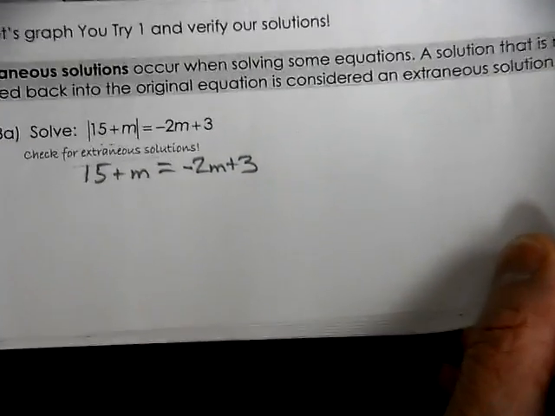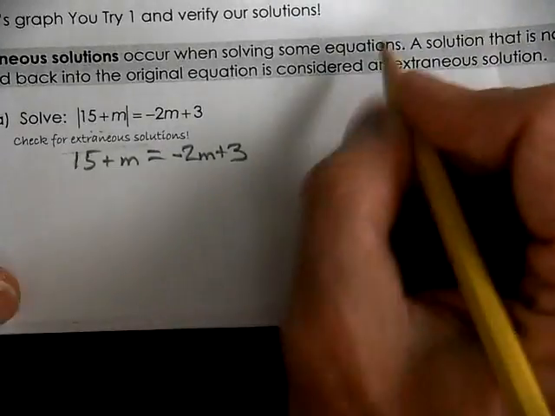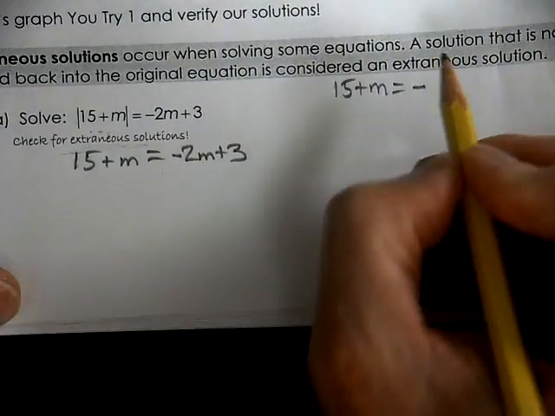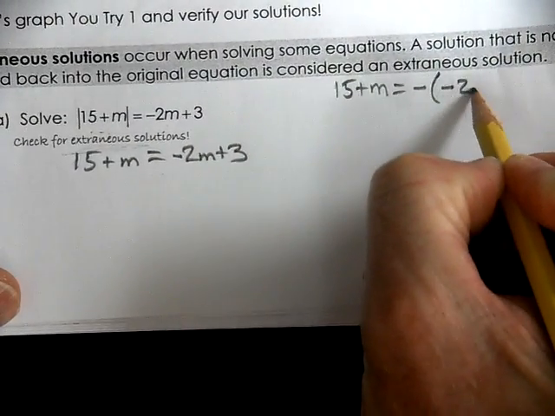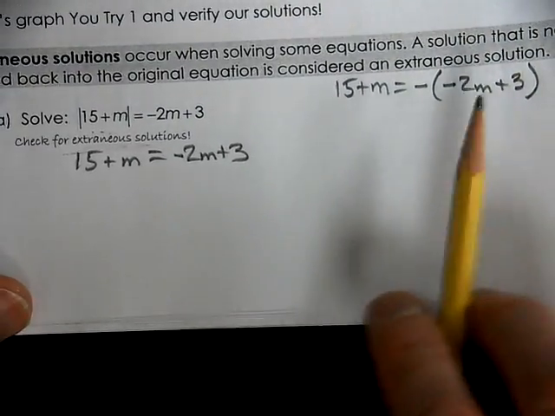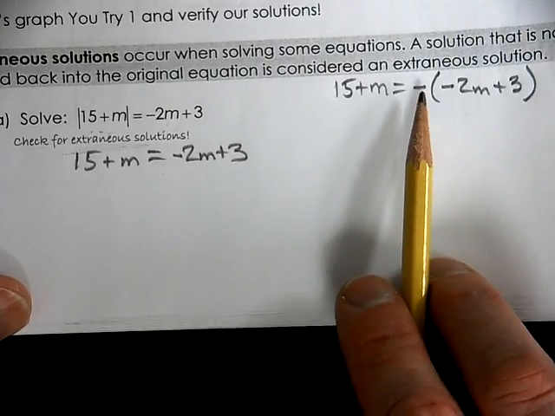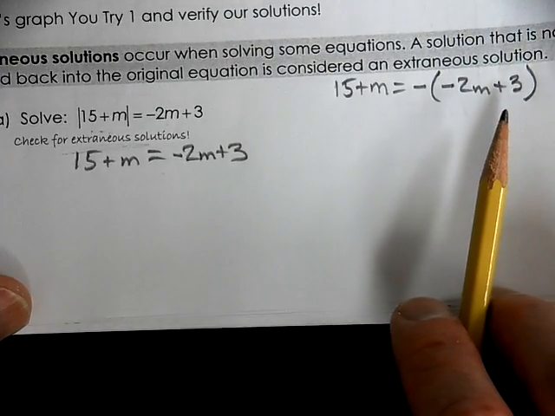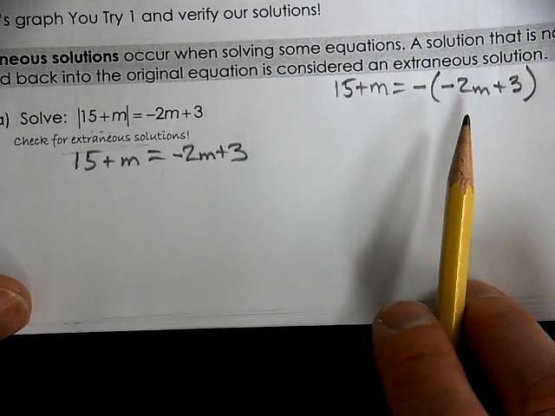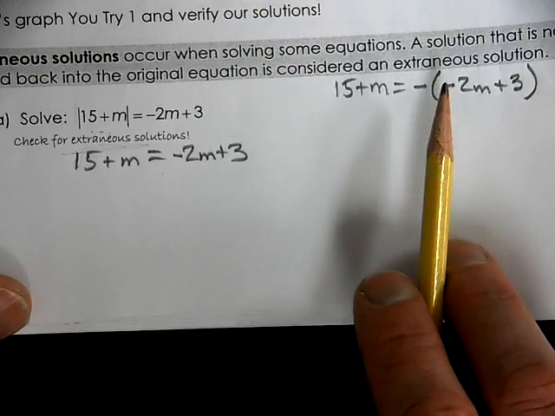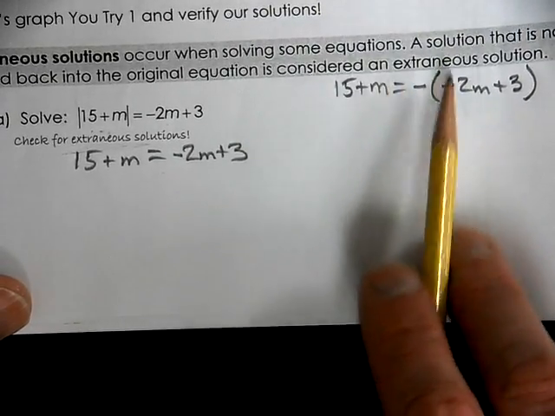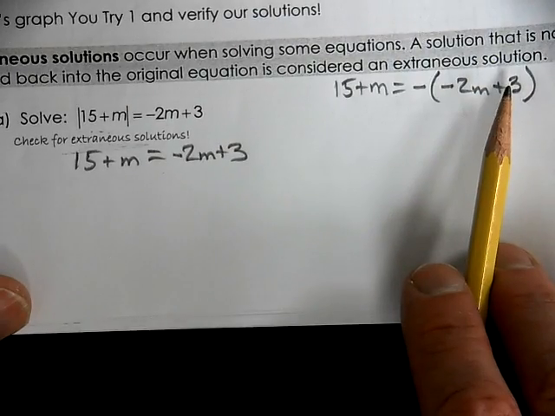And then we're also going to plug it in. 15 plus m equals the opposite of negative 2m plus 3. Because this is a binomial, I need to put my negative sign with parentheses, just so we do the opposite correctly. You don't want to make a mistake and only do the opposite of negative 2m. You need to do the opposite of both terms.